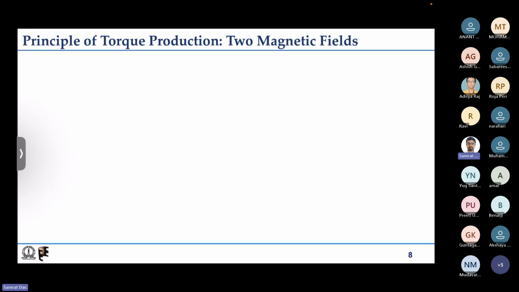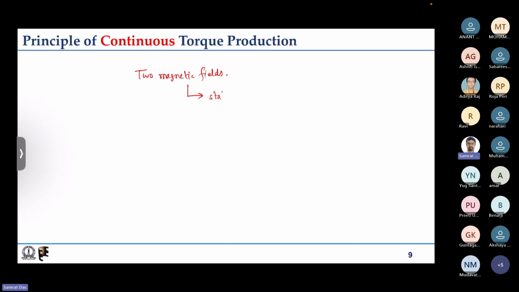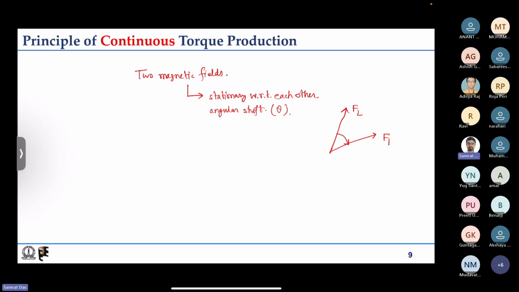Then we looked at the principle of torque production with magnetic fields. We saw some simplified examples, but our conclusion was that for continuous torque production we need two magnetic fields, and they have to be stationary with respect to each other, but with a certain angular shift theta. Pictorially, if this is one magnetic field and this is another magnetic field, there has to be some angular displacement between the two, that is theta, and this theta should remain constant with time.